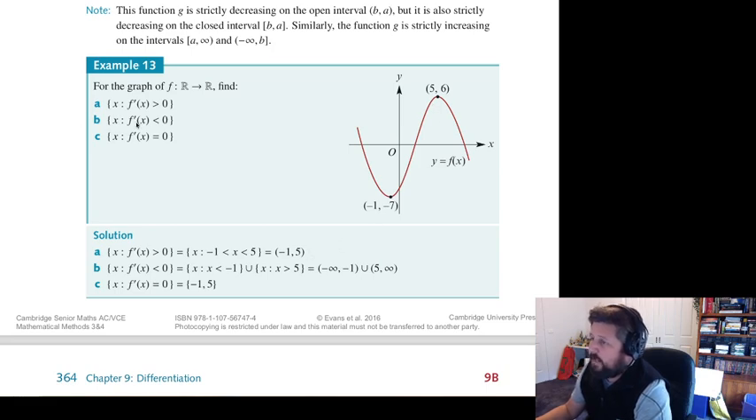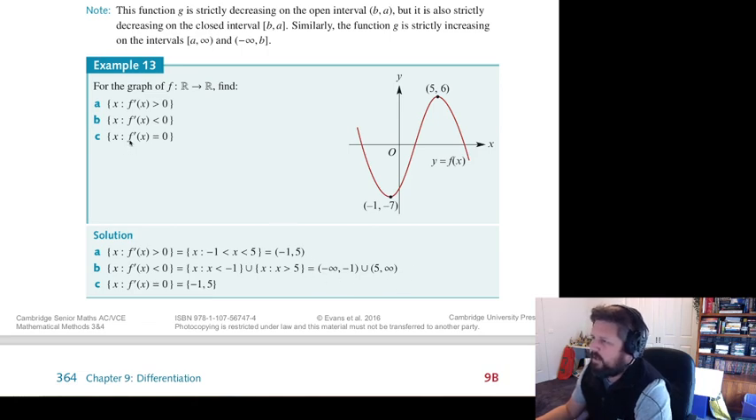Here it's saying for b, where is the derivative less than 0? So where is it negative? It's decreasing for everything less than -1, and it's also decreasing from 5 onwards this way. Again, two different types of notation. You can say it's decreasing when x is less than -1 union x is greater than 5, or you can write it using this notation as well.